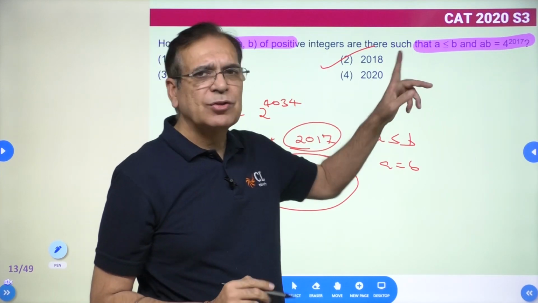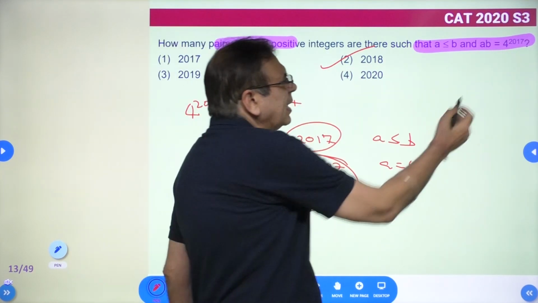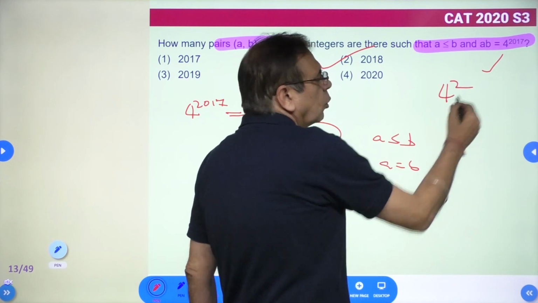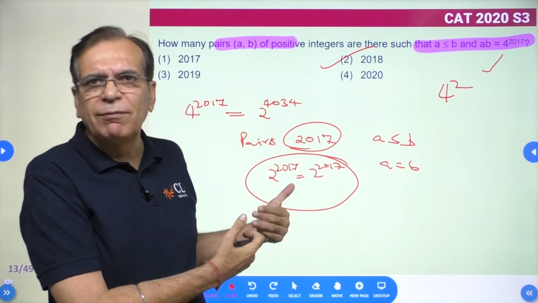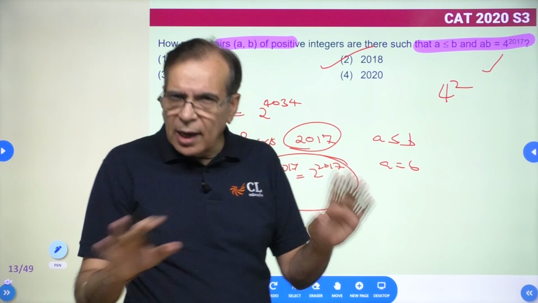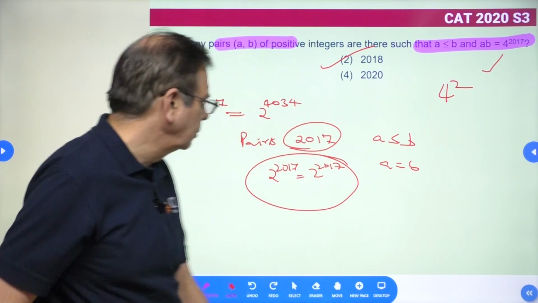Now whenever you get stuck in such a question, take a small case. We did exactly this. We said let us look at 4 square. Based on 4 square, identify the pattern, get the answer. That's a standard jugaad technique that is used by us.